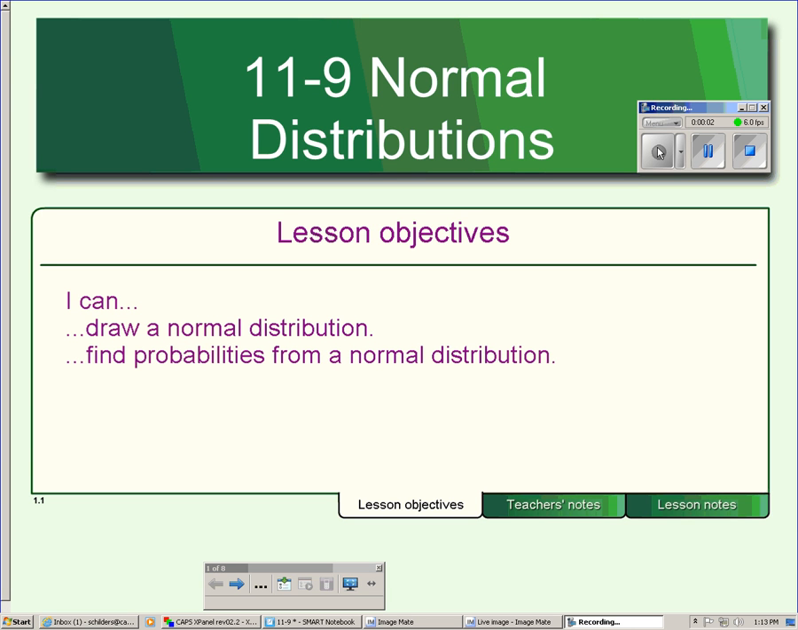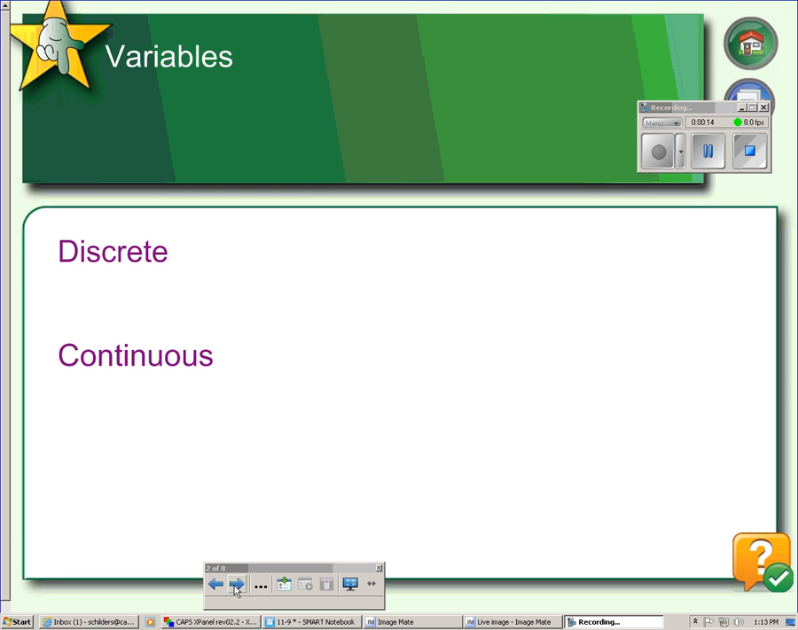Lesson 11.9 is about the normal distribution. By the end of this lesson, you should be able to draw a normal distribution and label the probabilities on that distribution. To begin, we need to talk about variables.